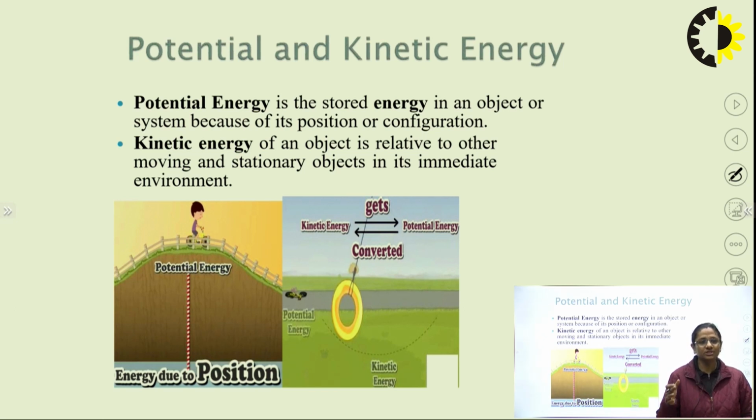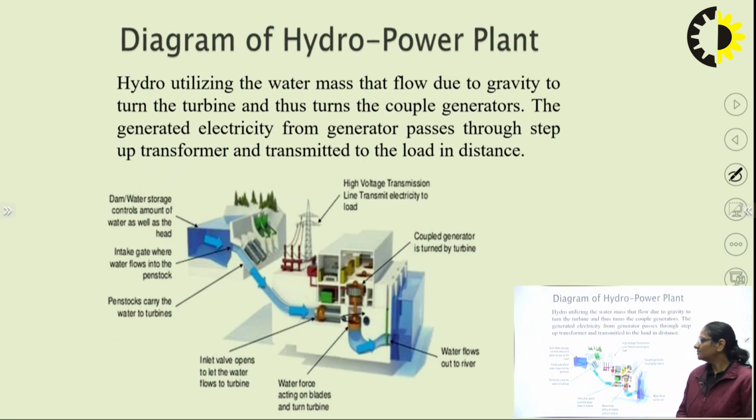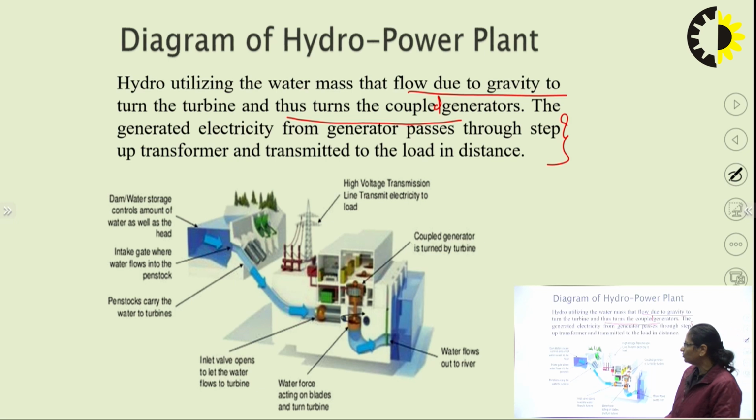A number of energy conversion processes are there while converting the hydropower to electric power. A schematic representation of the hydropower is shown over here. It utilizes the water mass that flow due to gravity to turn the turbine and thus turns the coupled generators. The generated electricity from generator passes through a step-up transformer and then it is transmitted to the load center. The schematic representation of the hydroelectric power plant can be seen over here.